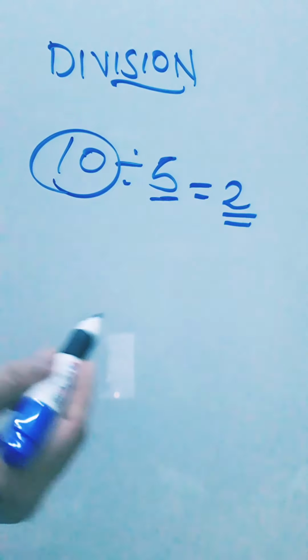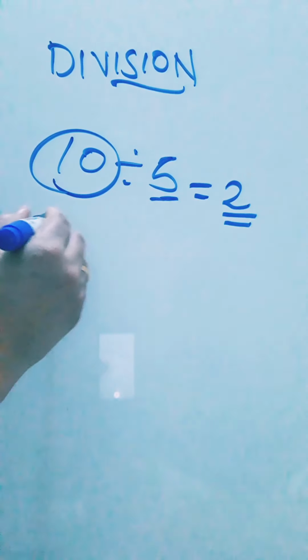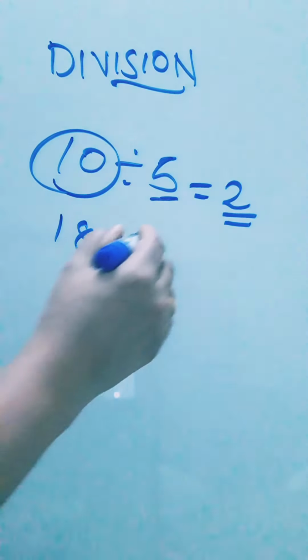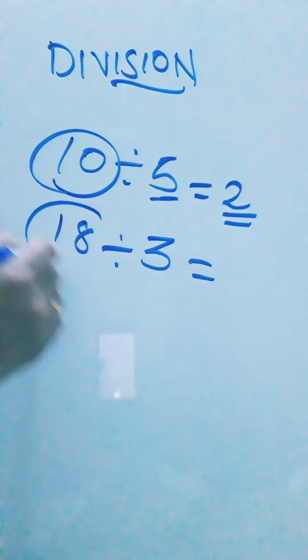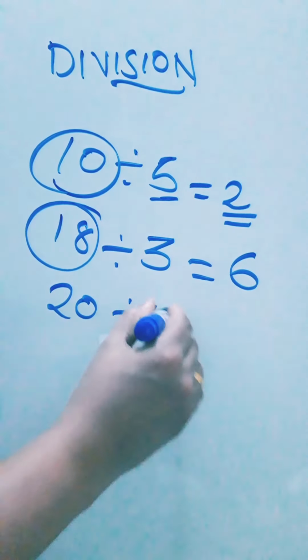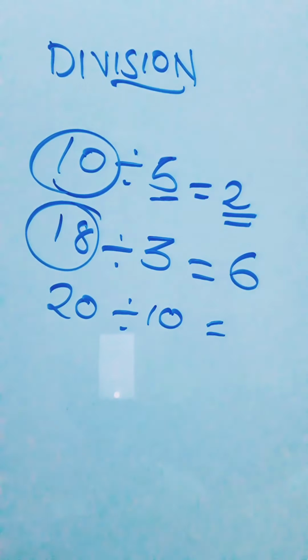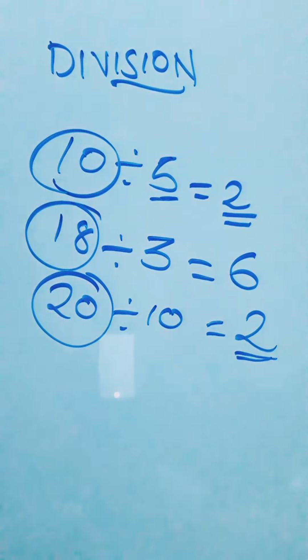Next one. These are all simple examples. When we do bigger numbers, it is better to do long division. Now 18 divided by 3. When you remember 3's table, 1 3's are 3, 2 3's are 6, 3 3's are 9, 4 3's are 12, 5 3's are 15, 6 3's are 18. We got 18 at 6 3's, so the quotient is 6. Next, 20 divided by 10. 10's table is very simple. 1 10's are 10, 2 10's are 20. So the quotient is 2.